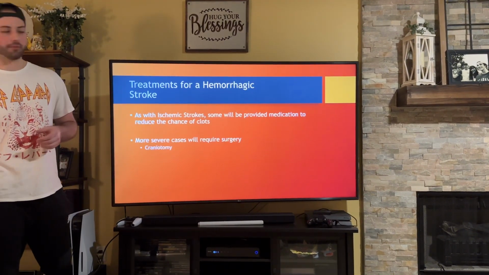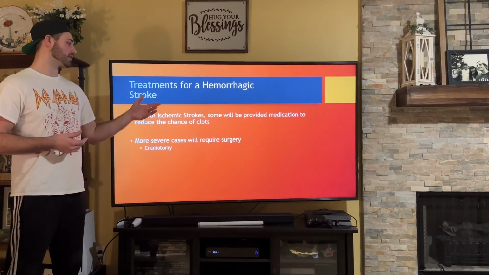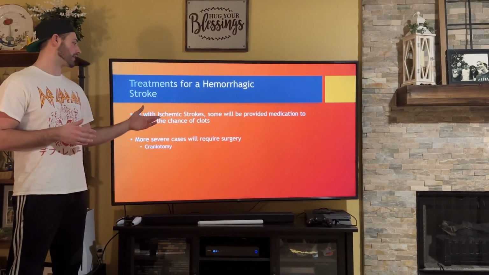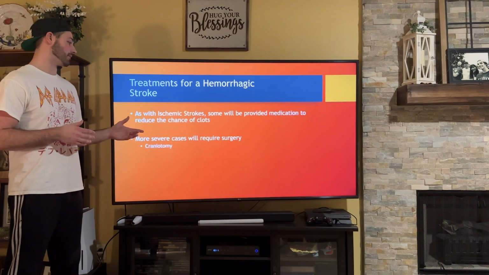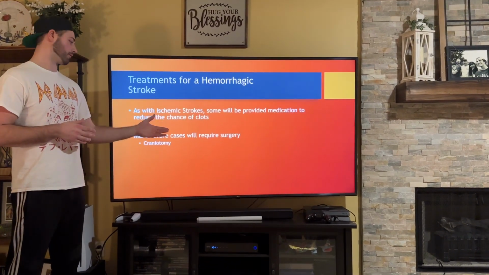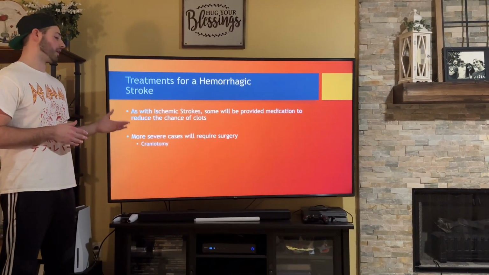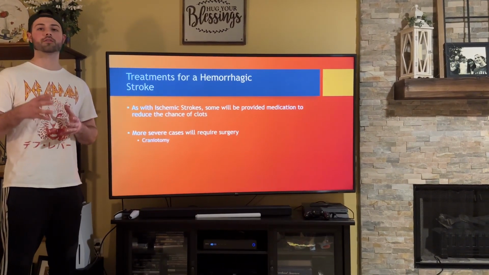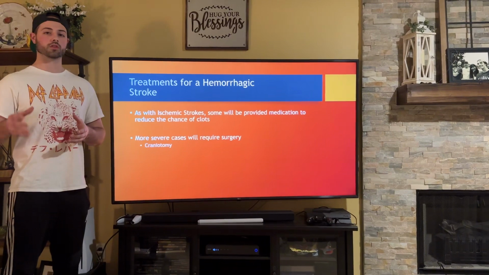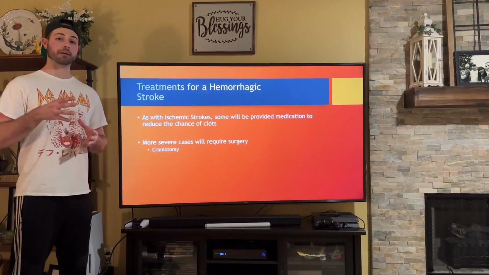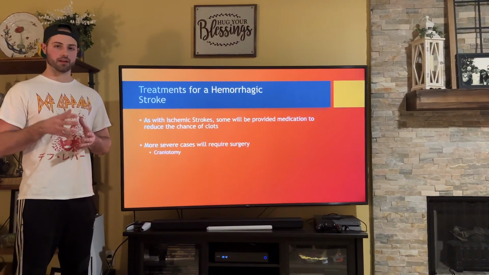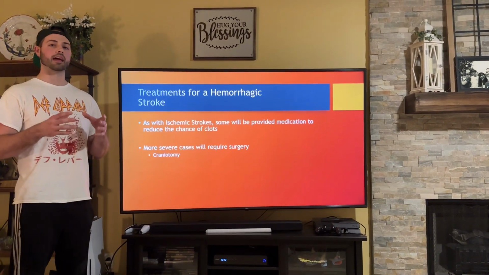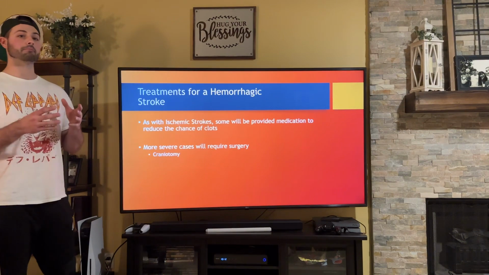Now, as a hemorrhagic stroke is much more serious, some medication could be provided to prevent blood clots, but in most cases, they will require surgery to be performed. Now, the surgery is called a craniotomy, and in this surgery, a section of the skull will be removed so the surgeon can then stop bleeding and repair damaged blood vessels. Once this process has been completed, the surgeon will then replace that portion of the skull with a metal plate.